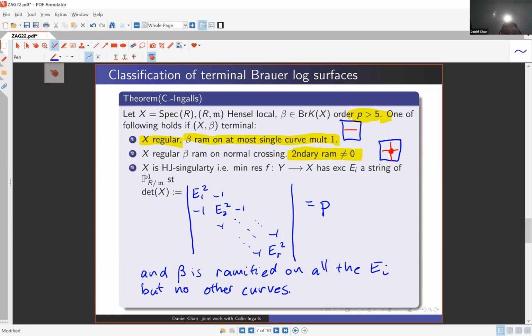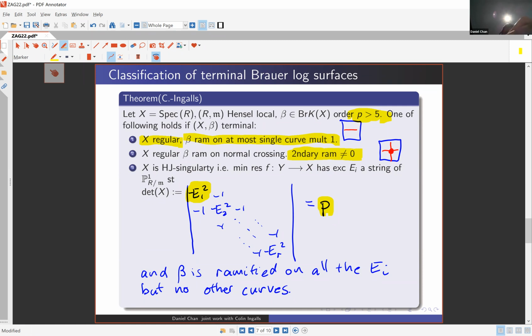Sorry, what did I do here? Yeah, it's negatives of everything. So in the case that we saw before, the last slide, basically there was only one curve. So you had a minus p curve. And so the determinant of that was p, and that's what you have there. And so this situation can occur, and in this situation you'll also get something which is terminal.